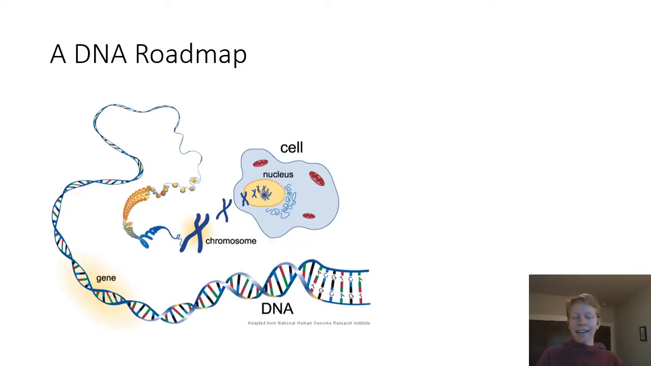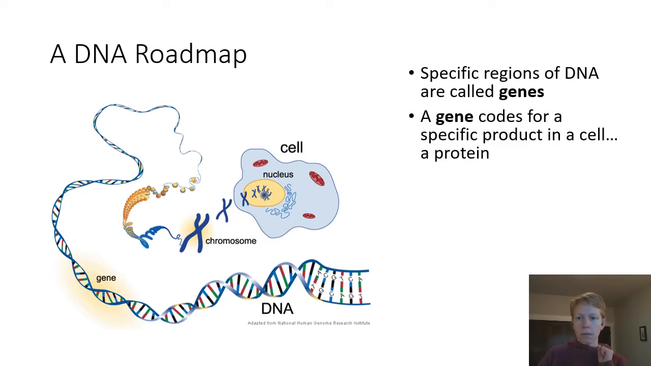So DNA is a nucleic acid. It's a molecule. It's a really long molecule. And within our cells, each of our cells has 46 DNA molecules. And we call each of those molecules a chromosome. So the specific regions of DNA on that molecule we call genes.